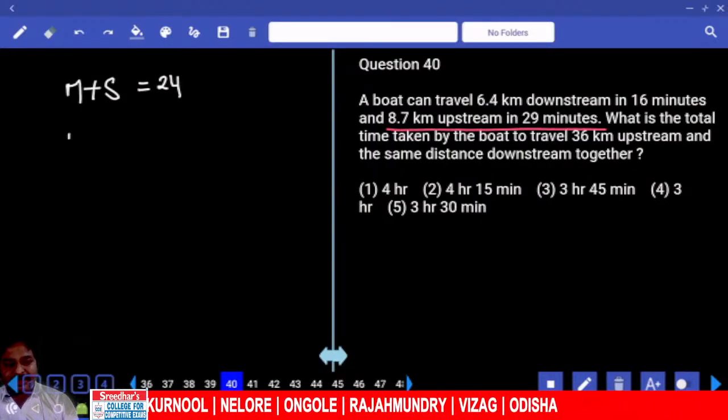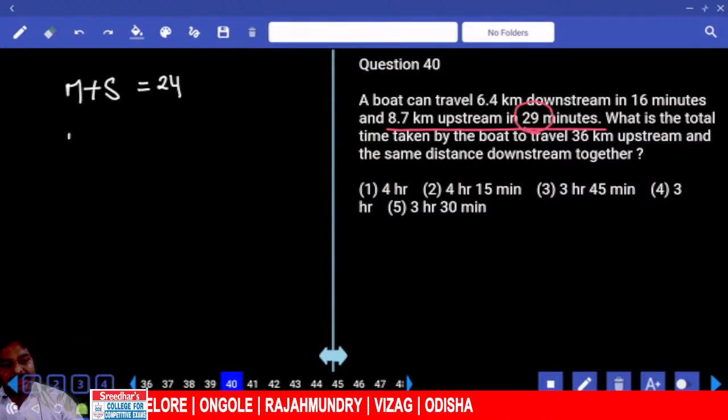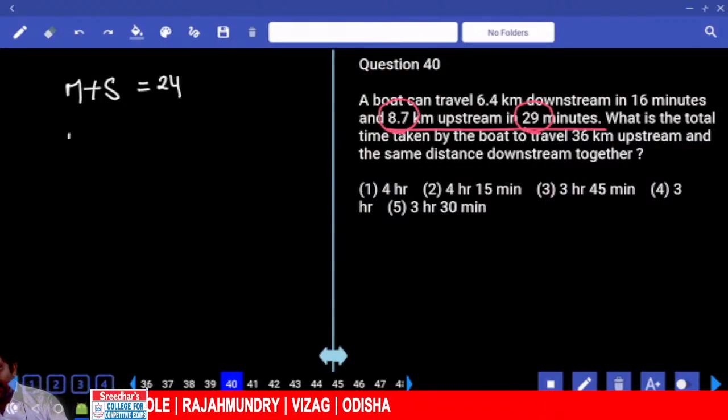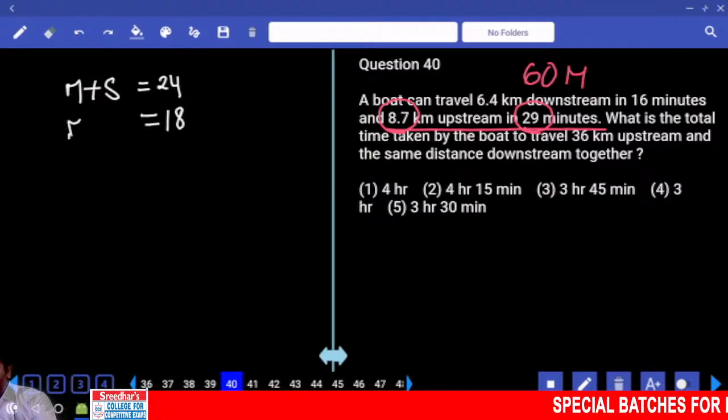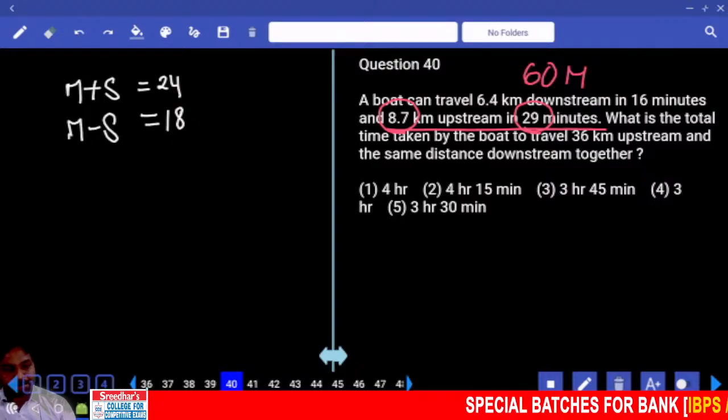8.7 kilometers upstream in 29 minutes. 29 and 87, relation 3 times, and then a decimal is there. 60 minutes, 3 times 60 is 180. Keep the decimal: 18. Upstream speed is M minus S.